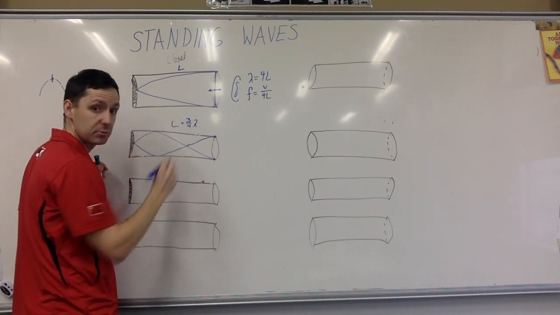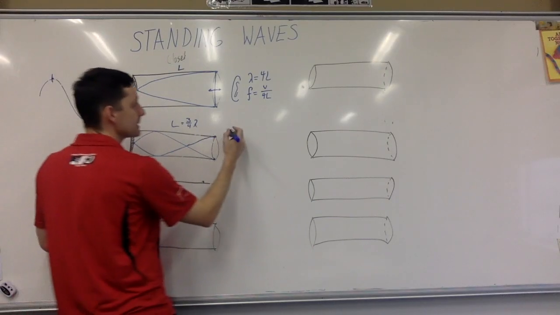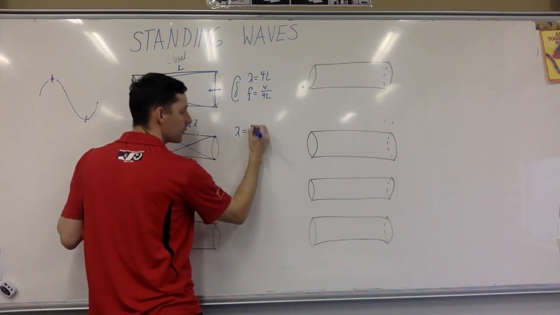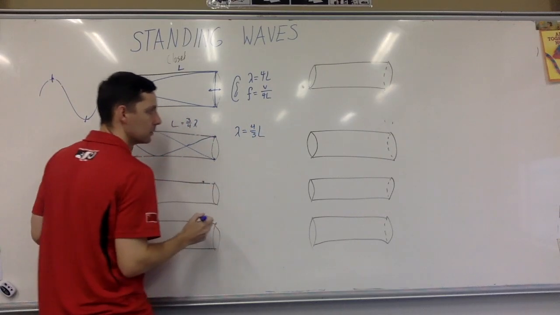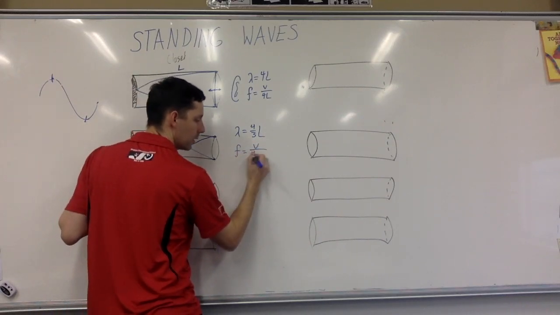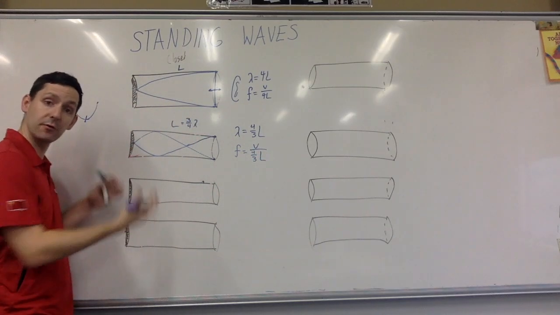Top, bottom, back to middle. I just have to get back to the top to finish a wave. So that means my wavelength is equal to, just flip the fraction, 4/3 L. And of course, that means my frequency is equal to V over 4/3 L. Got it? Let's move on to the next one.